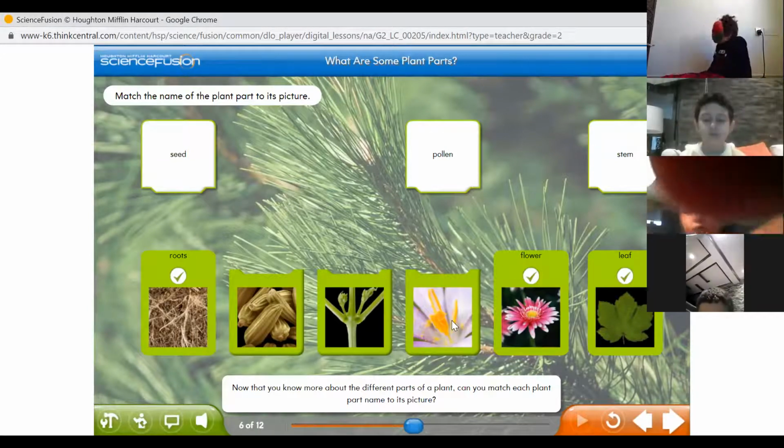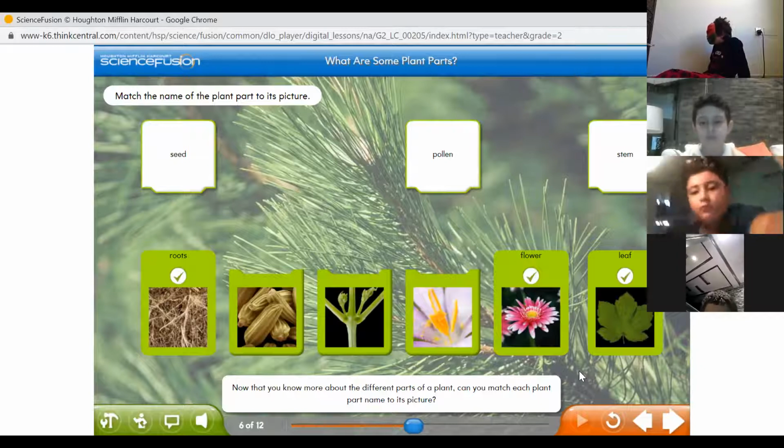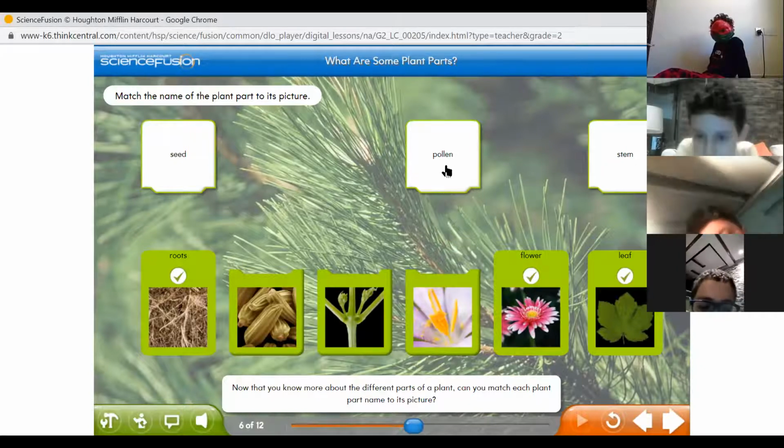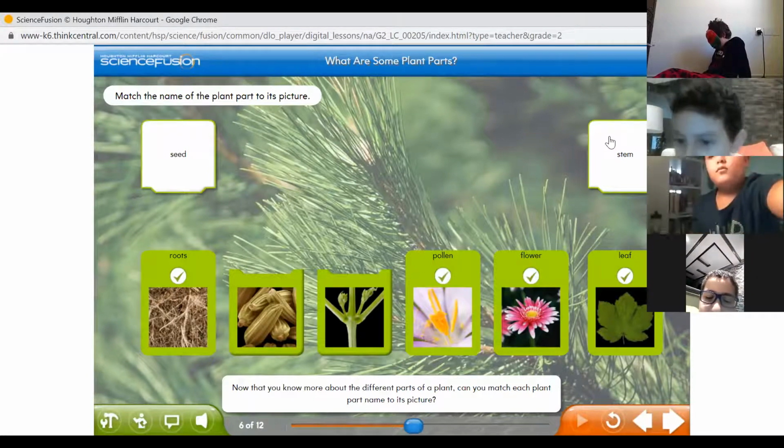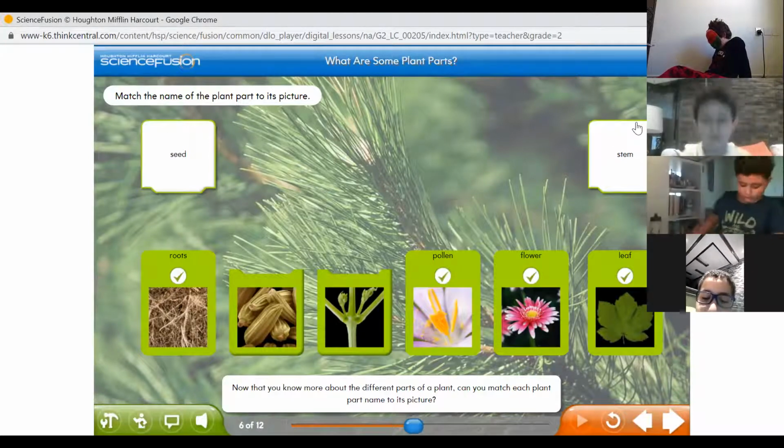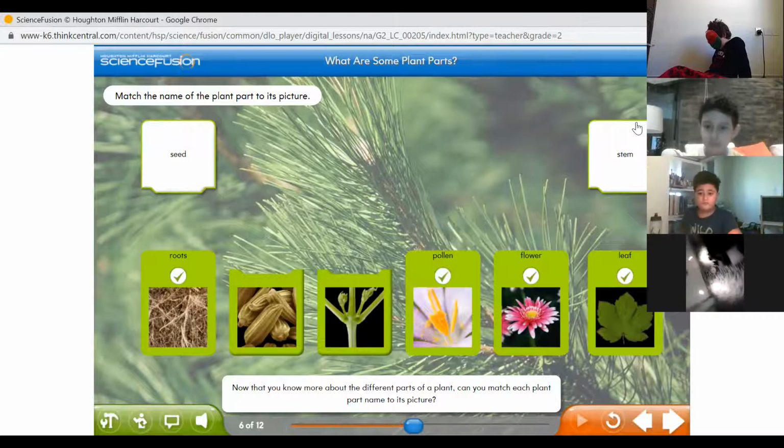This yellow dust, what is it? Is it stem? Pollen. Yes, excellent. It is pollen. Good job. What about you, Abdul Ilah Haddad?